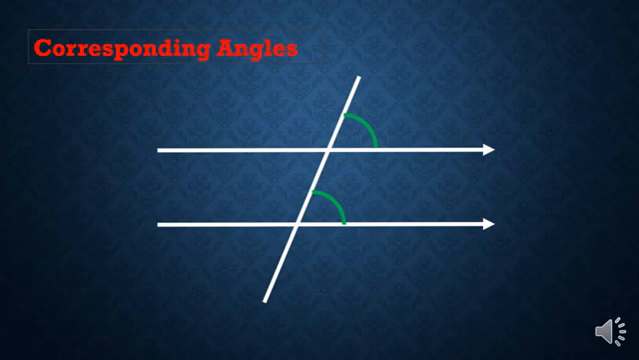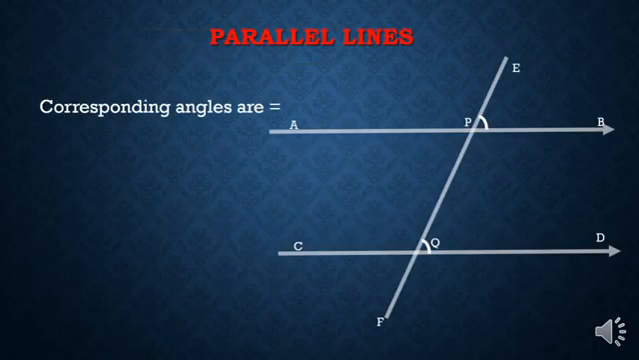Please note, they are on the same side of the transversal, above the parallel lines. The red ones, same thing, on the same side of the transversal and above the parallel lines. The white angles are corresponding as well, and the two yellow ones are also corresponding angles. So we have understood what corresponding angles are. Let's take a look at the next pair of angles.